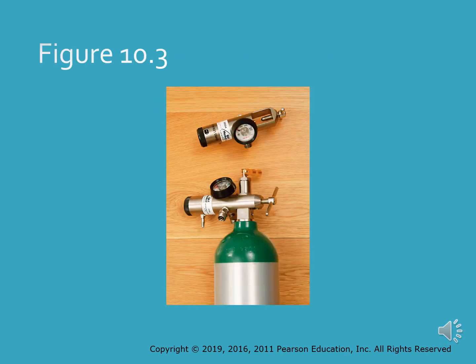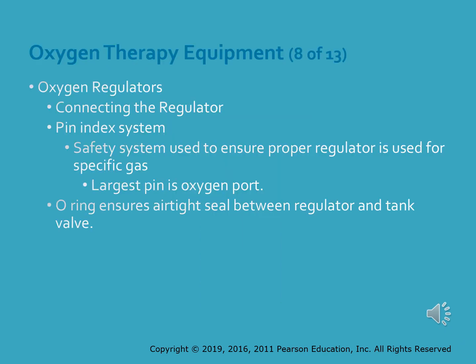Here is an example of some pressure regulators. You've got one that is on the tank and one that is off the tank. On portable oxygen cylinders, a yoke assembly is used to secure the regulator to the cylinder valve's assembly. The yoke has pins that must mate with the corresponding holes found in the valve assembly on the cylinder. This is called a pin index safety system.